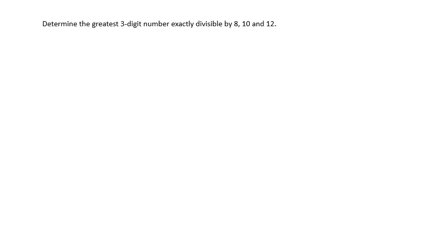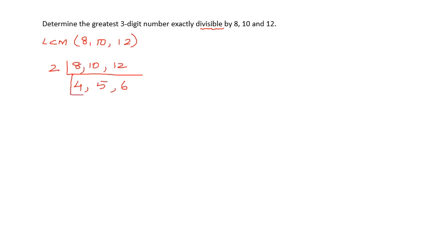Now, determine the greatest 3-digit number exactly divisible by 8, 10 and 12. Now you have to see greatest. Divisible is given. So what are we to find? We have to find the LCM of 8, 10 and 12. So let us start finding the LCM of 8, 10 and 12. So as I take 4 2s are 8, 5 2s are 10, 6 2s are 12. Again I cannot divide it so completely. So HCF is over. HCF will be 2.